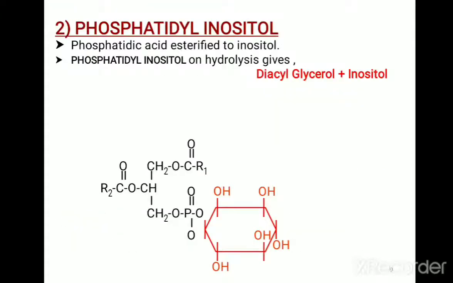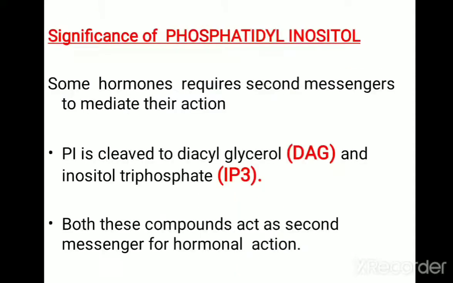The second phospholipid is phosphatidyl inositol. What is the significance of this phosphatidyl inositol? On hydrolysis, this phosphatidyl inositol produces two compounds. One is diacylglycerol and the second one is inositol triphosphate. Both of these compounds, diacylglycerol and inositol triphosphate, act as second messengers for hormonal action. So that is the function of phosphatidyl inositol. These hydrolytic products act as second messengers.